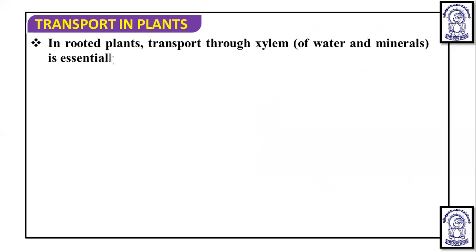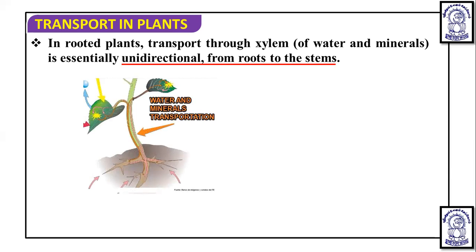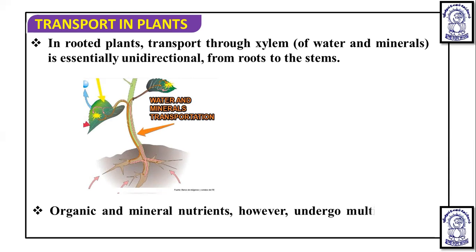When we see the rooted plant, the transport through xylem of water and minerals is essentially unidirectional, from the root to the stem. If we talk about the direction of transport in a flowering plant, there is a complex traffic of molecules, probably very orderly, moving in different directions. Each organ receives some substances and gives out some others. So in a rooted plant, the xylem carries out unidirectional transport from root to the stem. Minerals and water are absorbed by the roots and transported to the other plant parts. Now, organic substances and mineral nutrients, however, undergo multidirectional transport, but water mainly undergoes unidirectional transport.